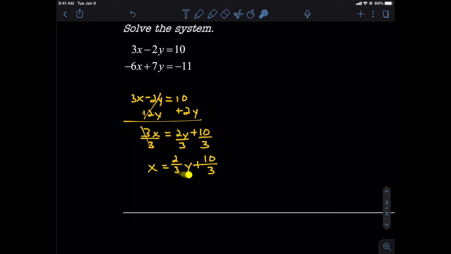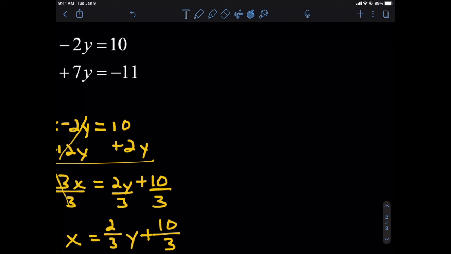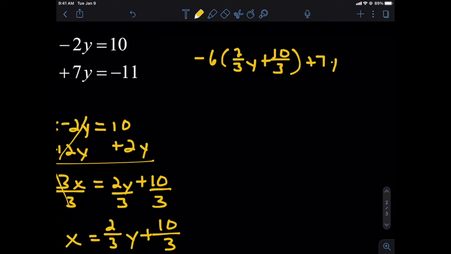And now we have the unique joy of plugging this thing in to our x in the second equation right here. It seems like it's going to be a drag, but trust me, it's not nearly as bad as it seems. We get negative 6. The expression again was 2/3 y plus 10/3. And then we need the rest of our original equation here. So plus 7y is equal to negative 11.